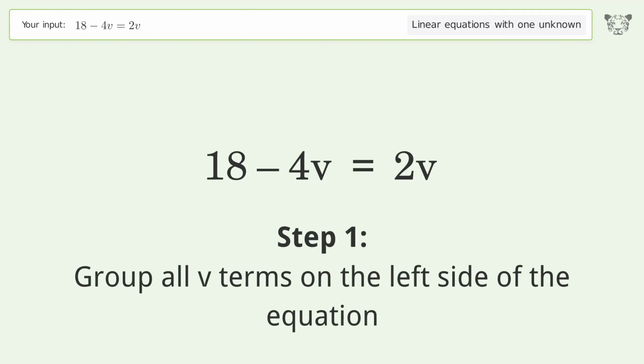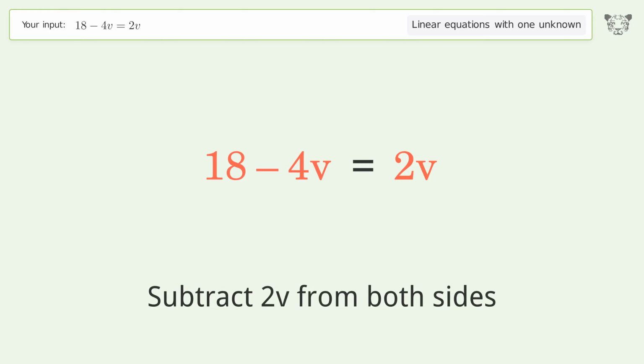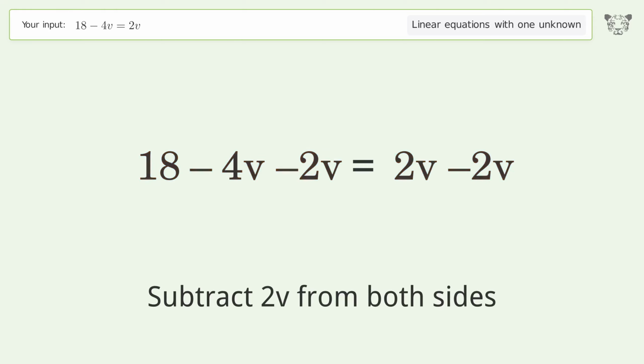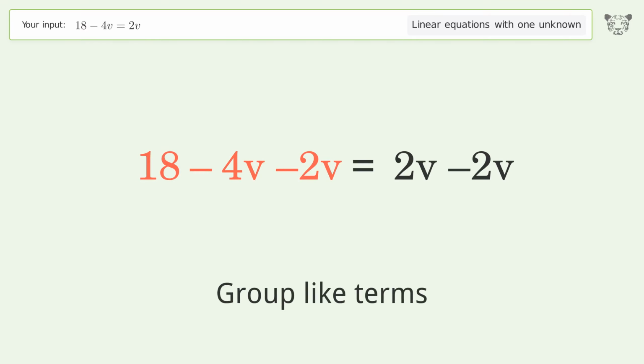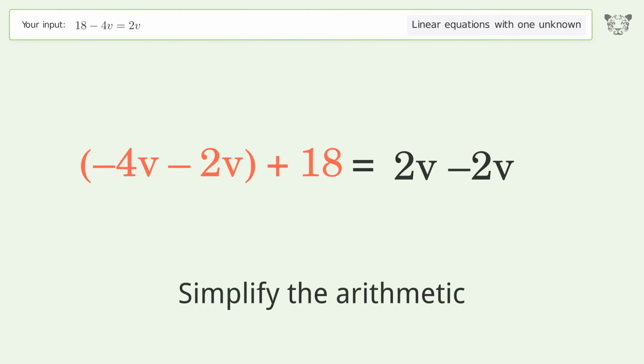Group all v terms on the left side of the equation. Subtract 2v from both sides. Group like terms. Simplify the arithmetic.